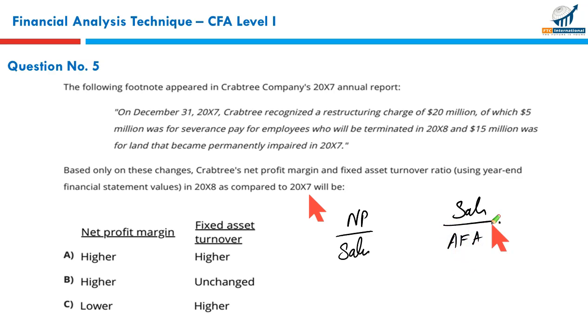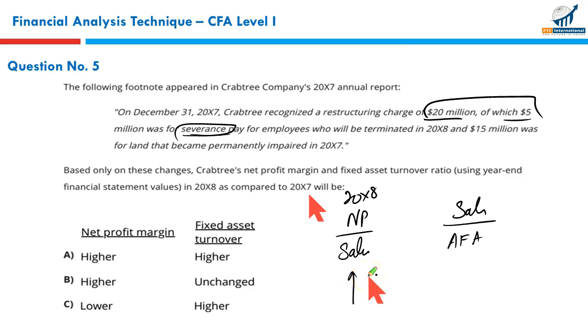Now, the important point to consider is that this 20 million charge, including 5 million of severance pay, was a one-time charge. It has already been written off. There will be no such charge in the current year. Resultantly, the net profit for 2008 would be higher. Net profit as a percentage of sales would be higher, because the charge is no more recurring. It has only happened in 2007. It is not expected to be repeated. So the net profit would be higher. It means either A or B.